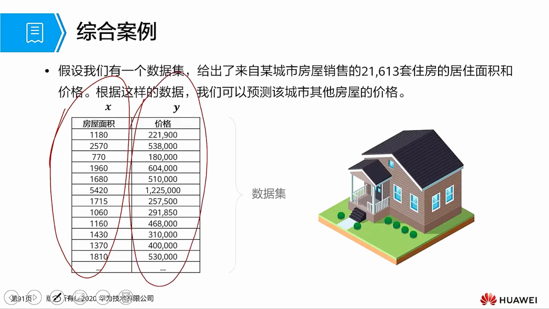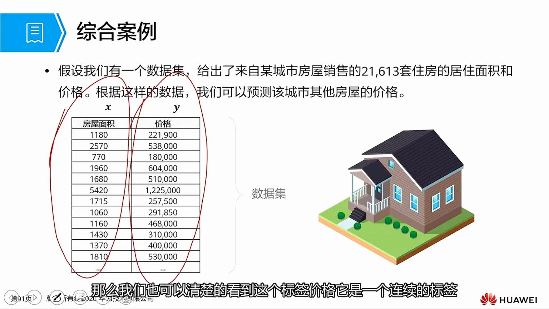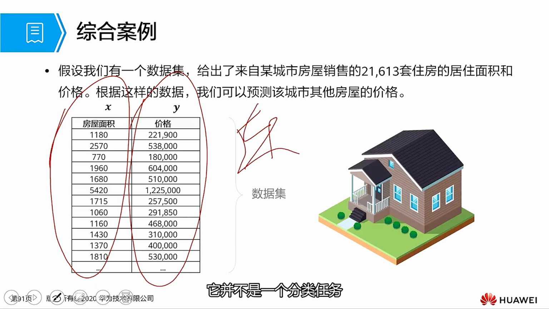So we all know this is a very simple dataset. It has only one dimension of features. This is the dimension of the house area that we marked as X. Then we take Y as the label of the dataset. Then we can also clearly see this price tag. It is a continuous tag. It is not a classification task. It is a continuous value. We are working on a regression task.